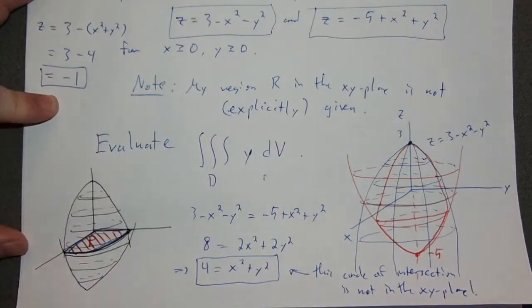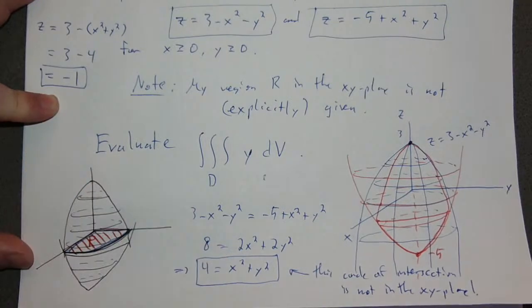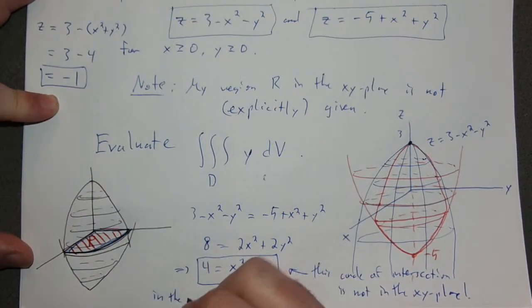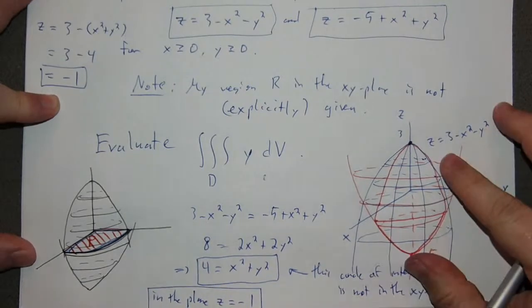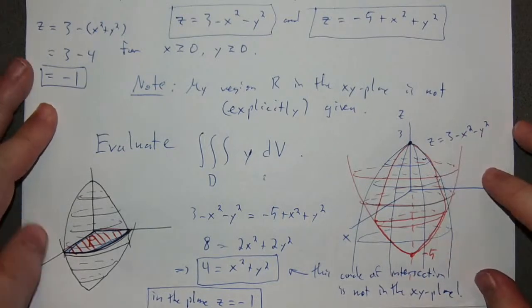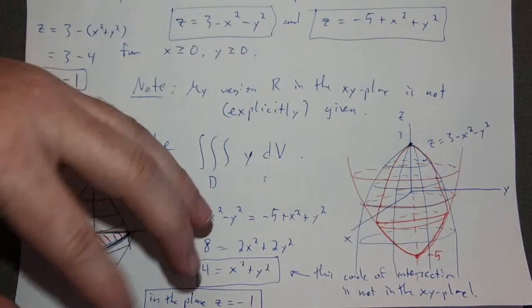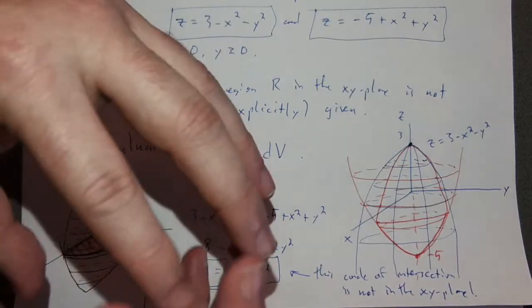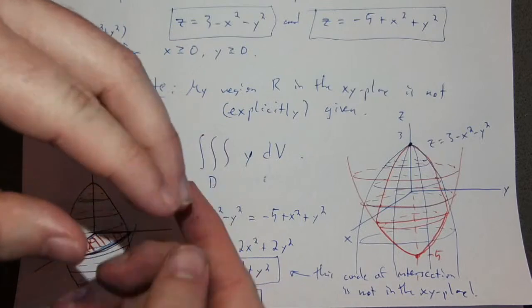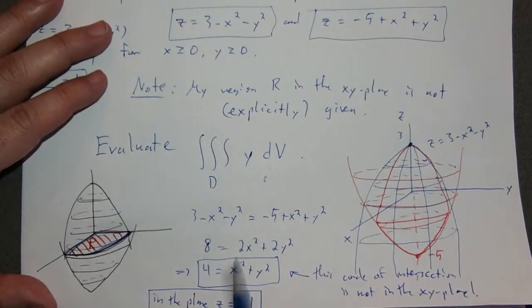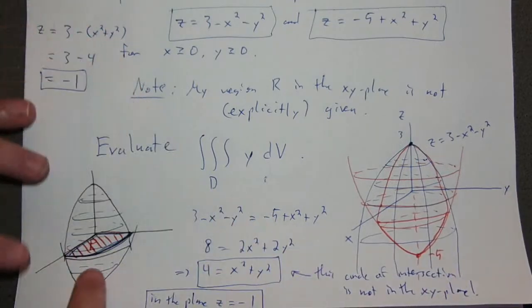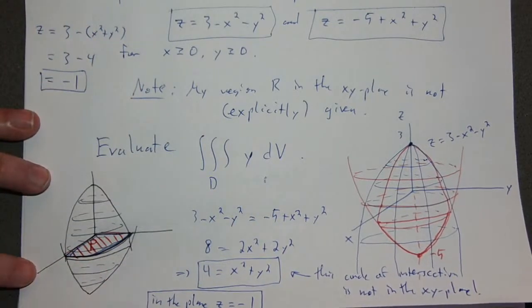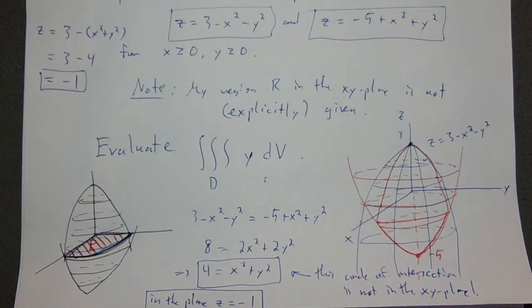What does that tell me? This circle of intersection occurs in the plane z equals minus 1. And so now I have a perfect geometric understanding of what this region D looks like. I have top paraboloid, I have bottom paraboloid. They come together in this lip. That lip of intersection is an arc of a circle of radius 2, and that lies in the plane z equals minus 1. So this lip of intersection occurs 1 unit below the xy plane. Okay. Now, how does this help us find R?